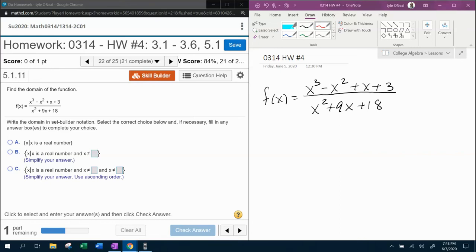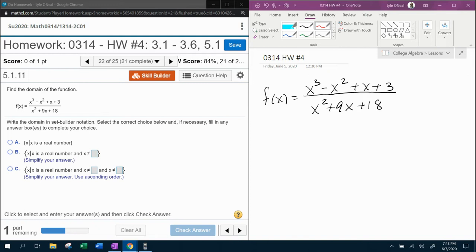All right, here we go. Question number 22 from our 0314 homework number 4 in MyLab Math. The instructions say find the domain of the function. Okay, so let's see what they want. Write the domain in set builder notation. Select the correct choice below, and if necessary, fill in any answer boxes to complete your choice.